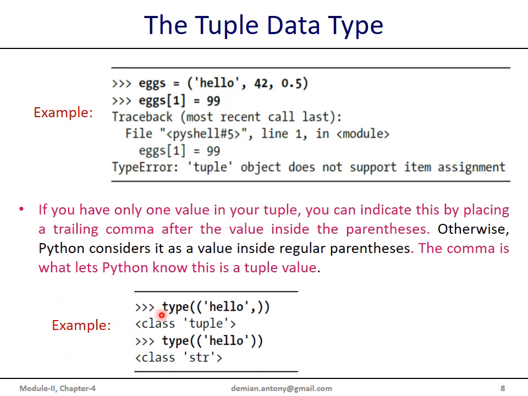Let's take up the example. Here we use the method type to know the type of data type. Since we have used the parenthesis, it is a tuple, and remember, this tuple has got only one value, hello, and we have used the trailing comma. This is important. If you don't use this, hello is considered as an expression, and in this case the expression is a string literal, a string value.